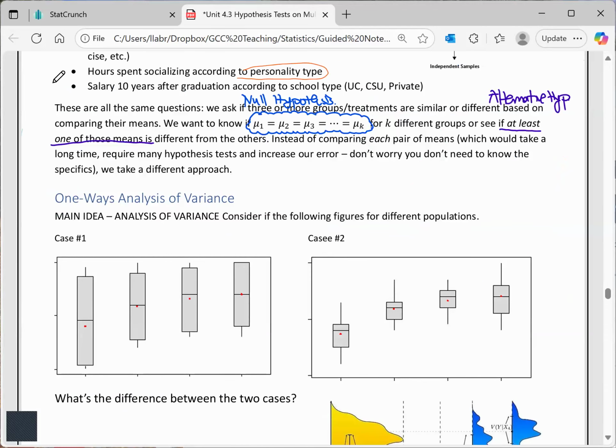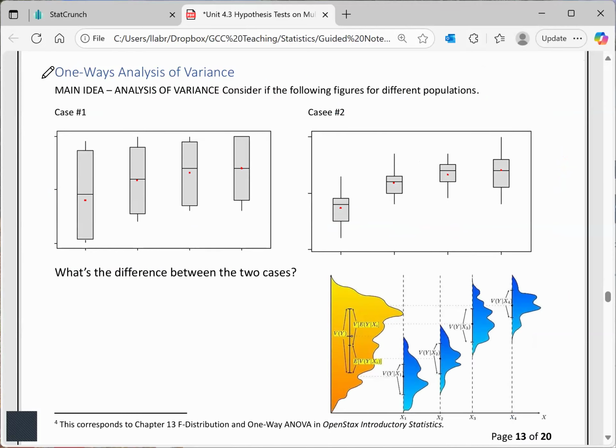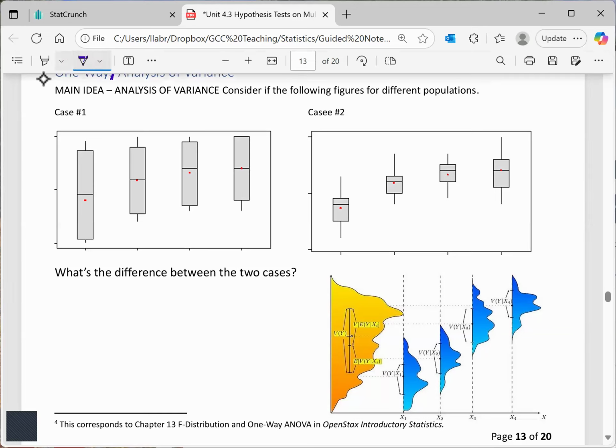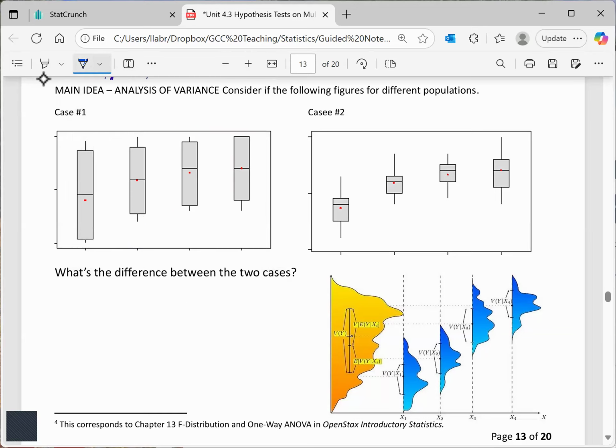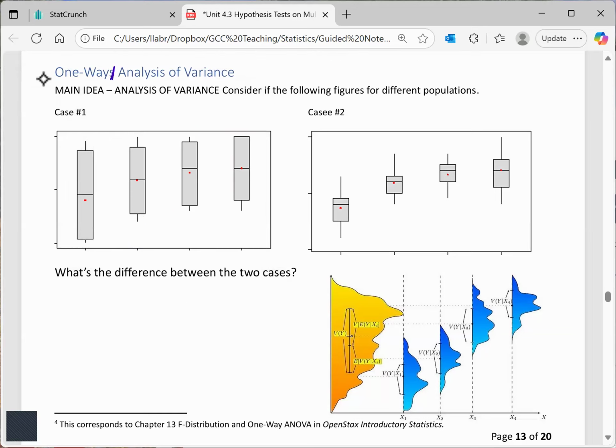The main strategy that we're going to employ is called a one-way analysis of variance. Let's just get an intuitive idea of what the analysis of variance is all about. So let's take a look at these different groups here. We have group 1, group 2, group 3, and group 4. And then here you have your variable of interest.